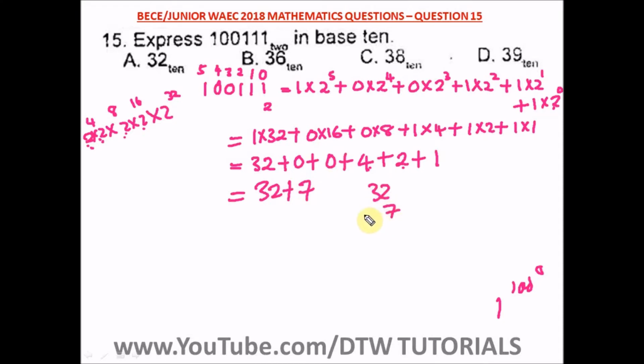We have 32 plus 7, that will give us 39. All right, so we have 9 and a 3. So we have 39 base what? 10. Okay, or just write it this way. Base 10. So this is our answer, 39 base 10, and our right option here is option D.